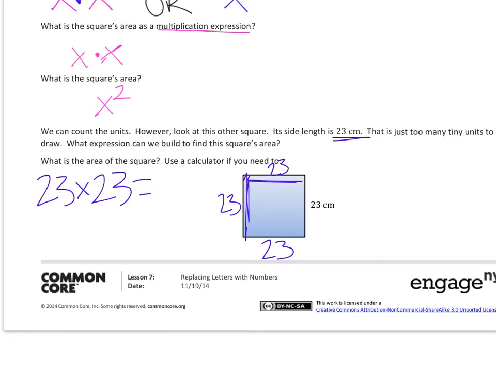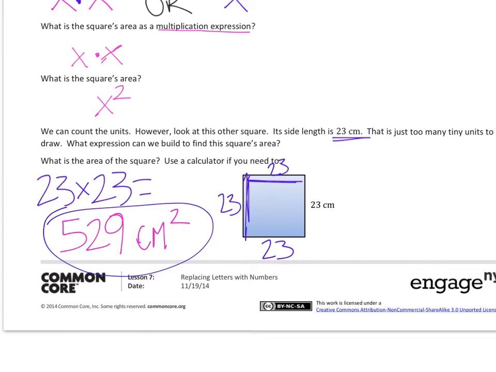which equals 529, and we're going to put centimeters squared. And we say squared because we're dealing with area, and that's how we measure area, in square centimeters or square inches or square miles. If we're talking volume, it would be centimeters cubed. If we're talking length, it would just be centimeters, but area, centimeters squared.